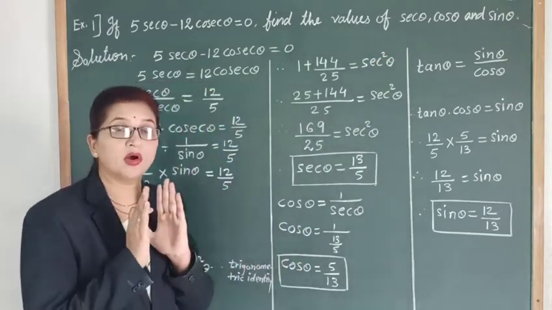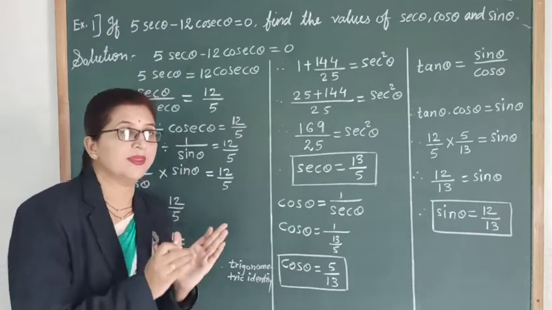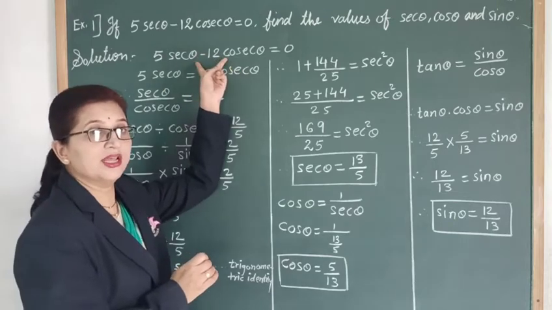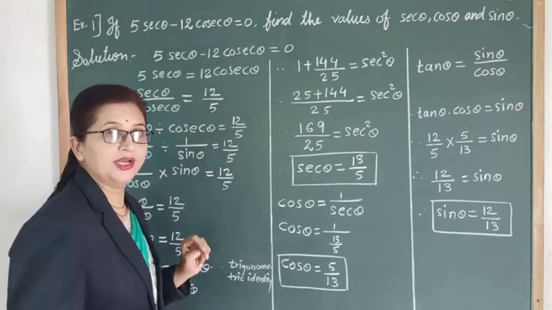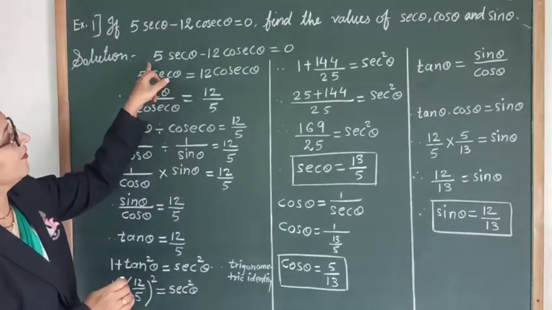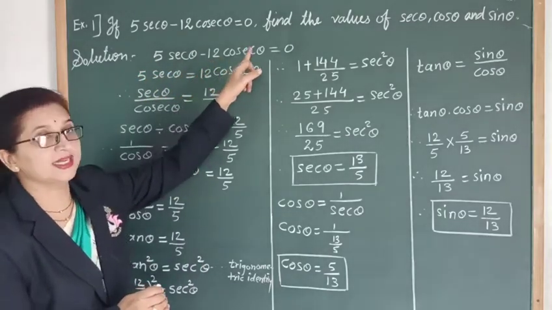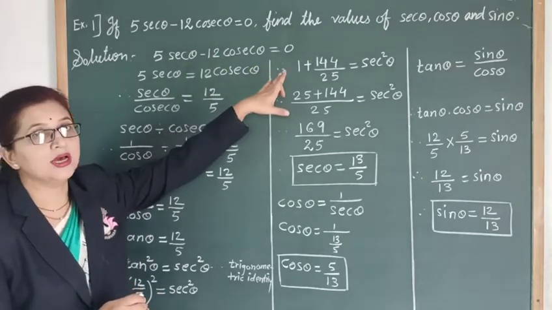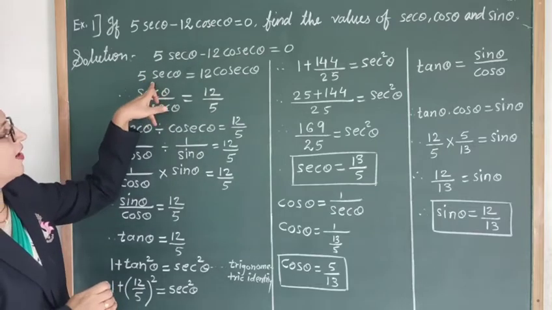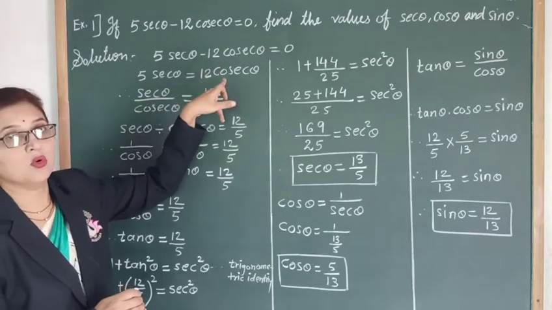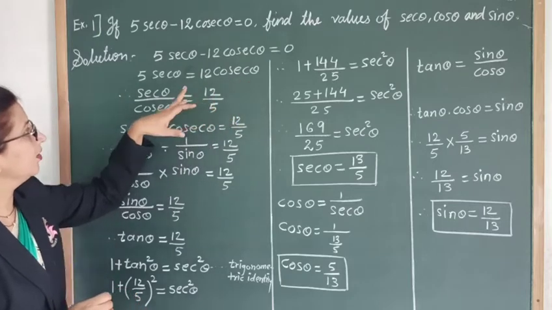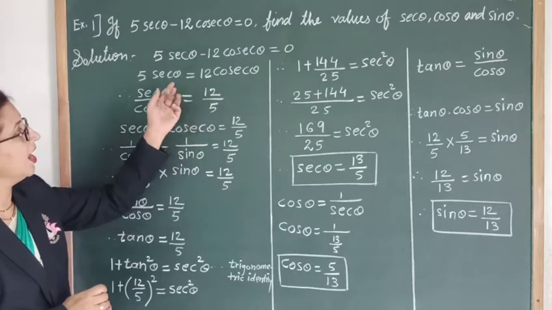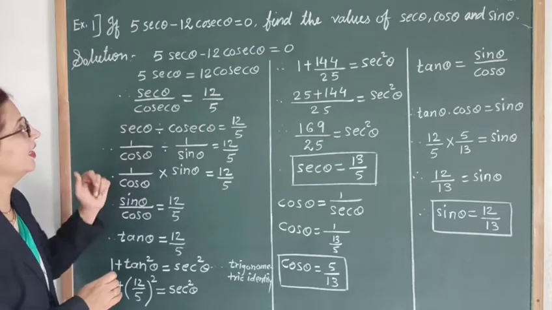Now here we are not given the value. Instead of that we have the equation. So now let's convert this equation into a trigonometric ratio. So 5 sec theta minus 12 cosec theta is equal to 0. Let's take this negative cosec theta to the RHS. So we'll get 5 sec theta is equal to 12 cosec theta. Now these numbers, we'll take them to one side, and the trigonometric ratios we'll take to the other side.